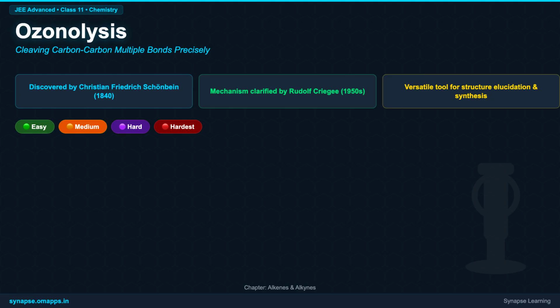Today, we are diving deep into a fascinating reaction in organic chemistry, ozonolysis. This powerful tool allows chemists to precisely cut carbon-carbon double and triple bonds. We'll start with the basics, then gradually build up our understanding through easy, medium, hard, and finally, the most challenging G advanced level concepts. Get ready to explore how this reaction works and why it's so important.